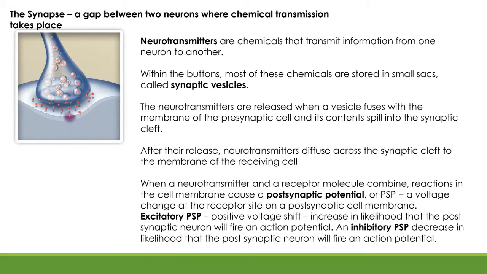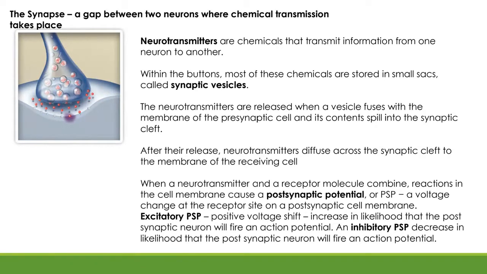When a neurotransmitter and a receptor molecule combine, so when the neurotransmitter comes along and combines onto a receiving molecule at the neighboring neuron, reactions in the cell membrane cause a postsynaptic potential, or a voltage change. You have excitatory postsynaptic potentials, which is a positive voltage shift, which means there's an increase in the likelihood that the new neuron will fire an action potential, or an inhibitory PSP, which means there's a decrease in the likelihood that the postsynaptic neuron will fire an action potential.